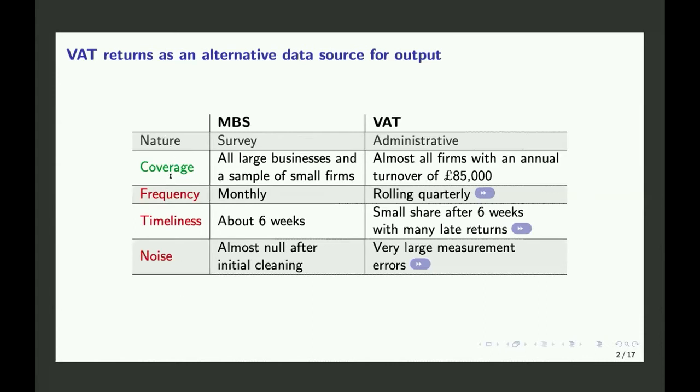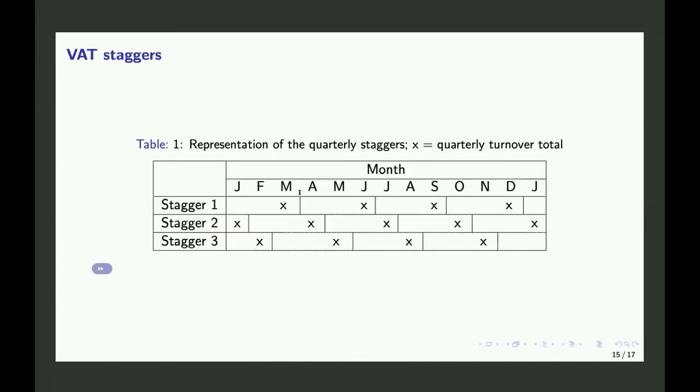The first one is the frequency. The monthly business survey is a monthly survey, and now the ONS publishes monthly GDP. But the VAT data takes the form of rolling quarterly figures. When firms start submitting their returns to HMRC, they can start submitting in any month of the year. And then after that, they submit once every 3 months. So this creates 3 what we call staggers, so 3 quarterly patterns.